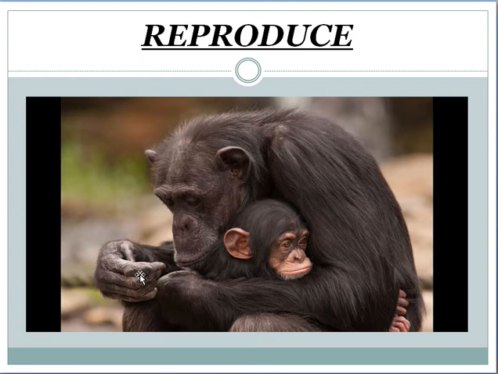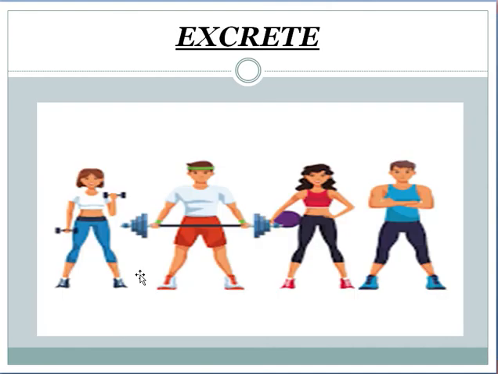Reproduce. Reproduction is the process by which living things make new life. Animals produce young ones. Plants produce seeds. If a species does not reproduce, it can die out. Next is excrete. Students, all living things produce waste material. Removal of waste products from the body is called excretion.